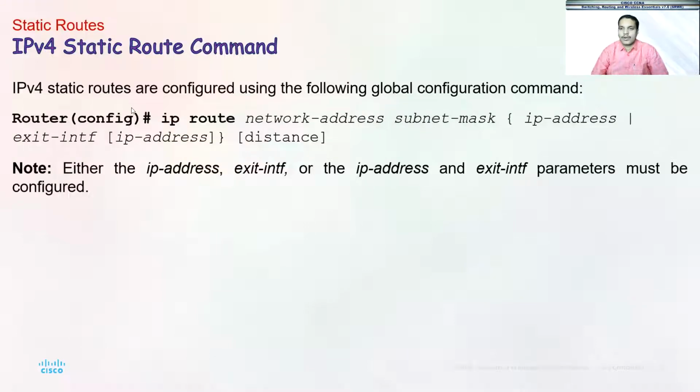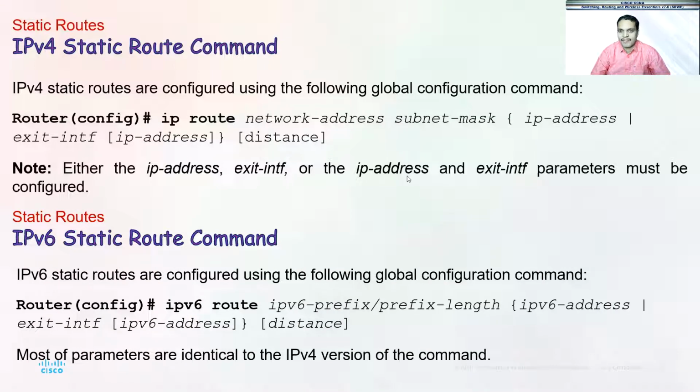IPv4 static routes are configured using the ip route command. You give the destination network address followed by the subnet mask, and then the next hop's IP address or the exit interface. The distance is an optional parameter which will allow you to set up floating static routes, which will be discussed in the later part of this module. IPv6 is pretty much similar. There is not much difference, except that rather than giving the subnet mask, we give the prefix length. All the remaining parts remain the same.